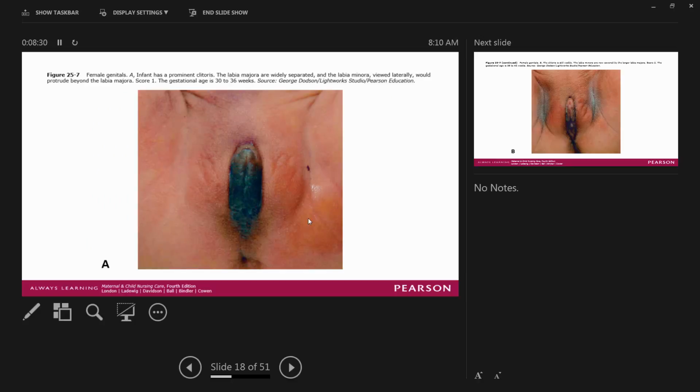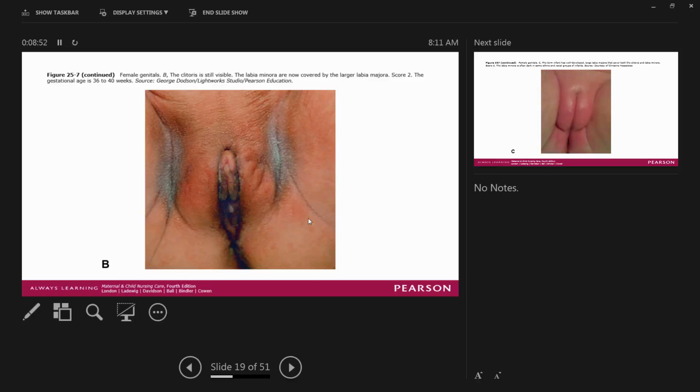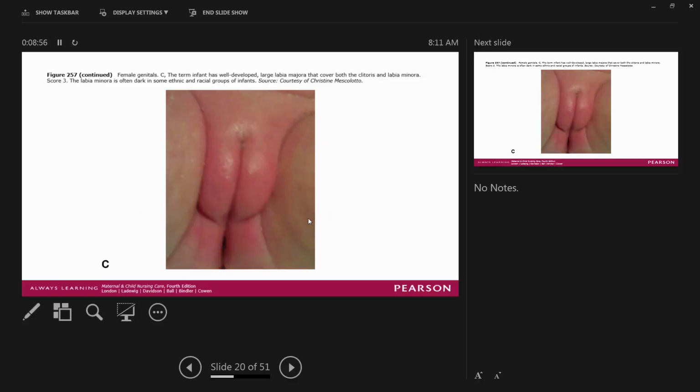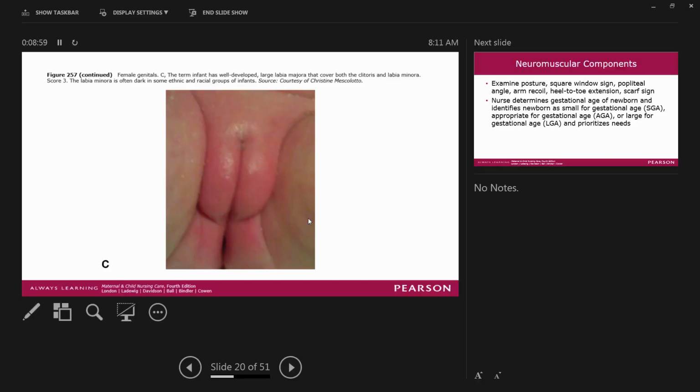Now, I'm sorry that this looks black, so pretend like it's not, because it's not an issue here. When we're looking at a little girl, we're looking at her labias. Does her labia majora cover her labia minora? Okay? This one doesn't. So that means this baby is more preterm. This covers a little more, but still on the preterm side. And this one completely covers. So this is a more term baby. All right?